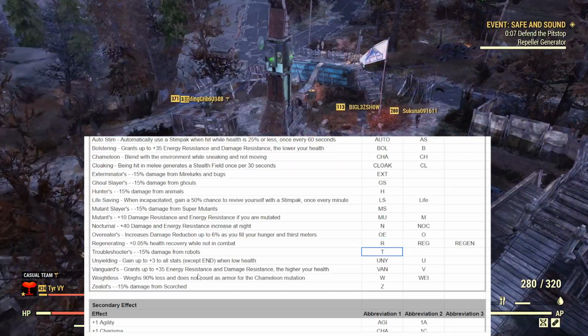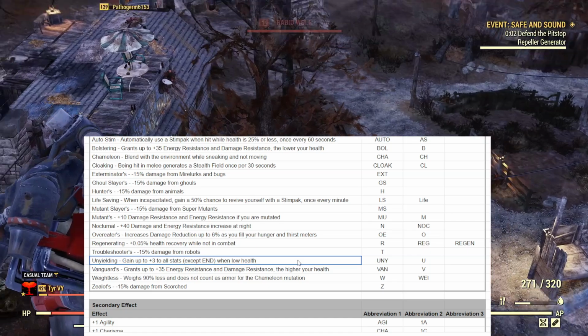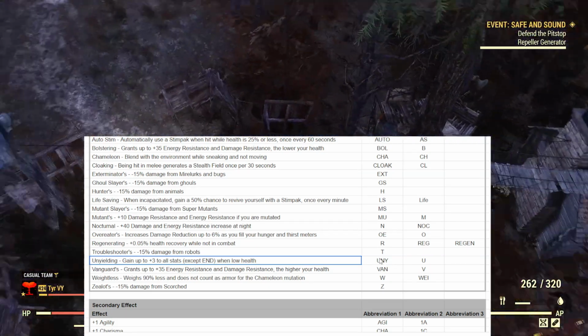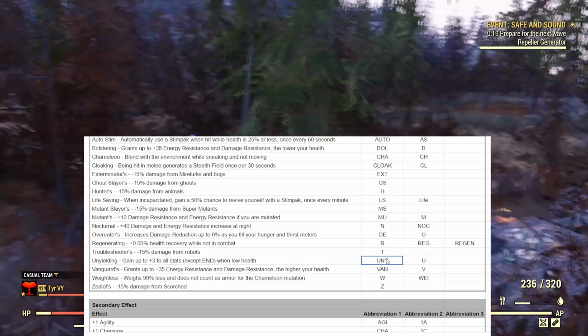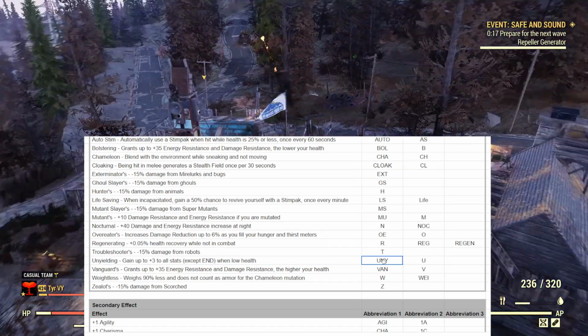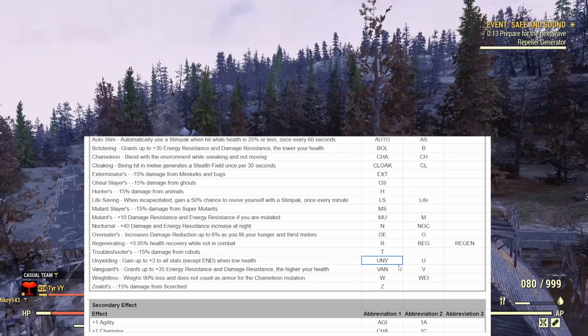Then just quickly, we have troubleshooters and zealots. They're the same as the weapons, just T and Z. Uni, unyielding. This is obviously a very sought after effect. Everyone wants this for their low health builds. Everyone should know that UNY means unyielding. You can't really get that wrong or confused.